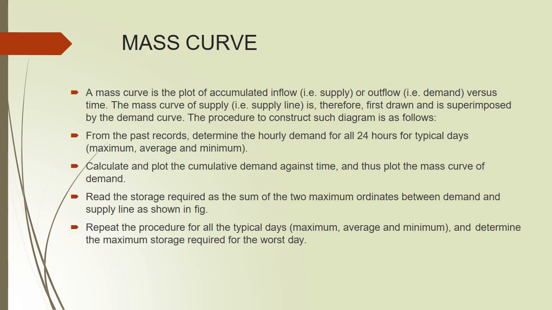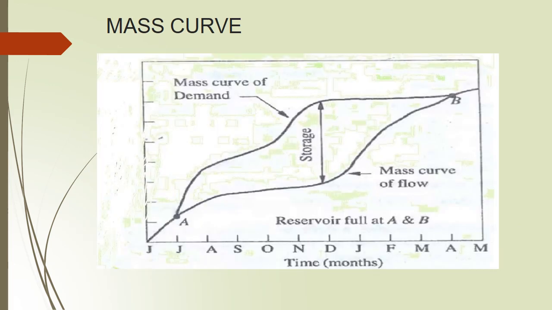The mass curve is the plot of the accumulated inflow or outflow versus time, for example the mass curve of the supply. From past records, determine the hourly demand for 24 hours of a typical day. Calculate and plot the cumulative demand against time, and thus plot the mass curve of the demand. The storage required is the sum of the two maximum ordinates between the demand and the supply line. Repeat the procedure for all typical days, maximum, average and minimum, and determine the maximum storage required. This is the mass curve of demand with respect to time.